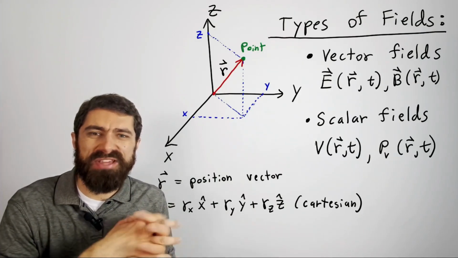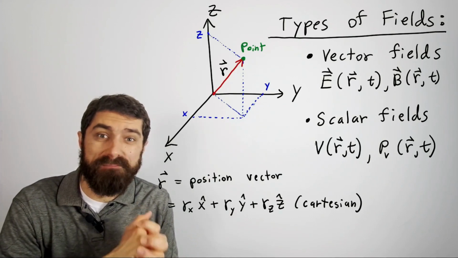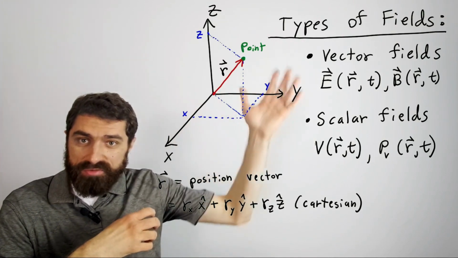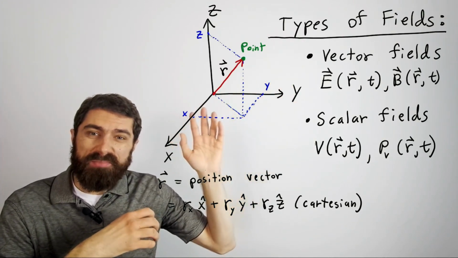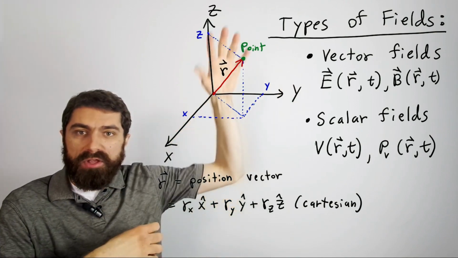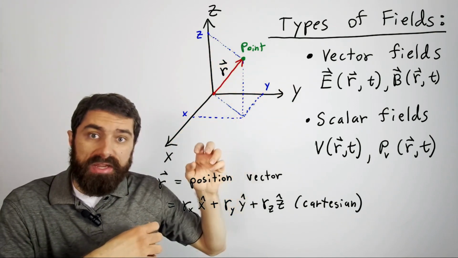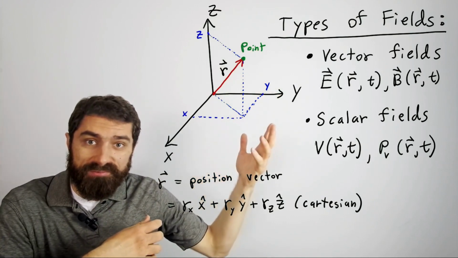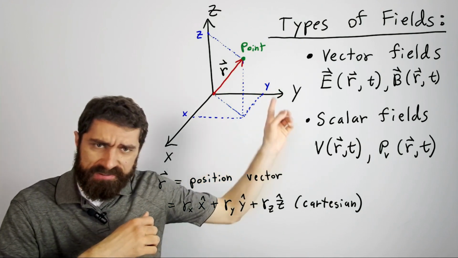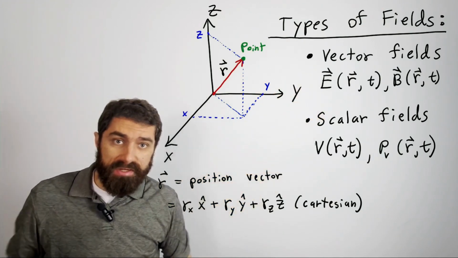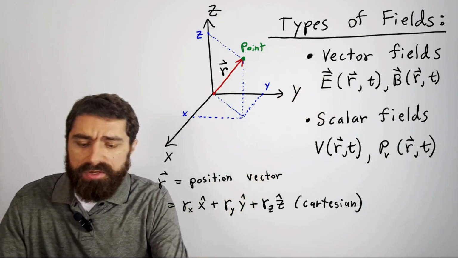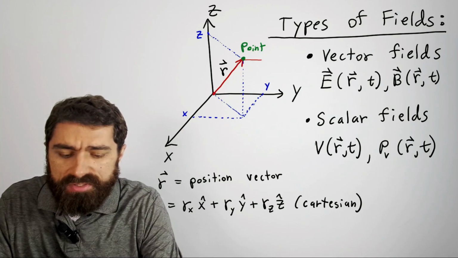So let's talk about the idea of a field in a more mathematical sense. Basically, if you have three-dimensional space here, a field is basically some sort of quantity that is a function of three-dimensional space and time in general. So there are two different kinds of fields. One is the vector field. The vector field basically assigns a vector to every single point in space.